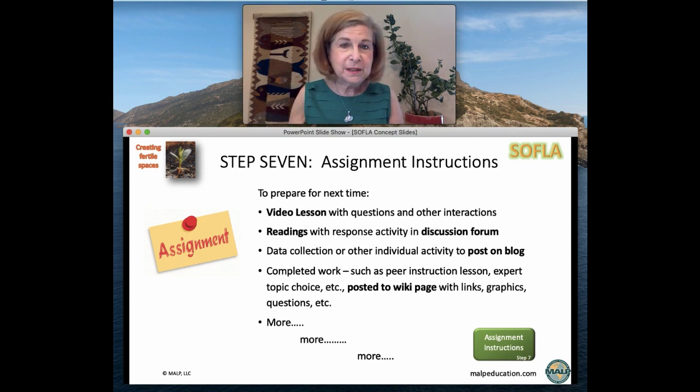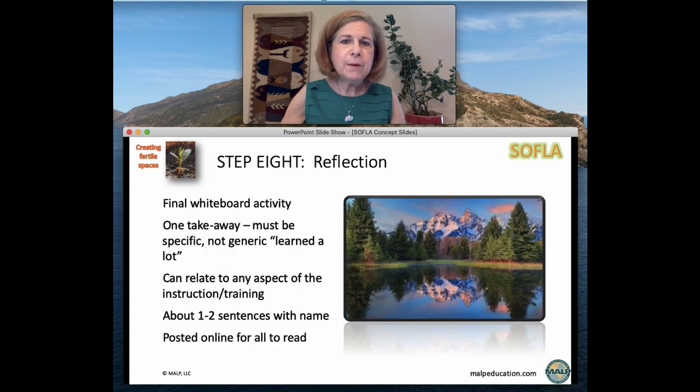It's a little more thoughtful in terms of their being online. And then we come to the final step. The final step is reflection. They know they never leave the room before reflecting.